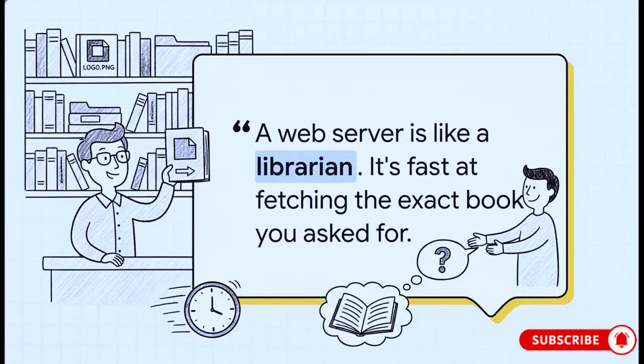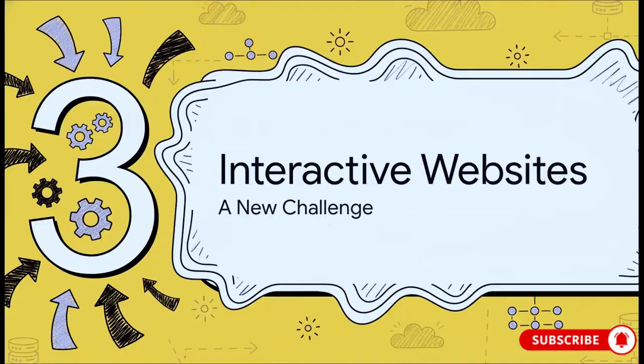This librarian analogy, it nails the concept perfectly. You go up to the librarian and ask for a specific book. Let's say an image file called logo.png. The librarian zips over to the shelf, finds it, and just hands it to you. Simple, fast, efficient. But what happens when the book you want hasn't even been written yet? And this is where our nice, simple story starts to get a little more complex.